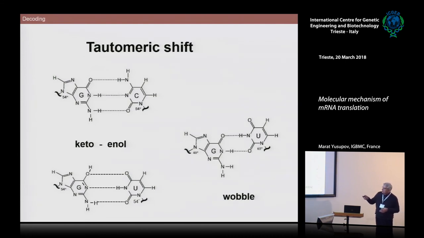A GU base pair should be wobbled, but a GU base pair can have the same geometry as the correct pair if we have a keto-enol shift. This is not our idea. That was predicted by Watson and Crick when they published the first paper about the DNA structure. They always used the keto form in the DNA structure, but they said that if part of the nucleotides will be in the enol form, we will have mispairing, another type of pairing. So we just prove what was already done by the brains of famous people.